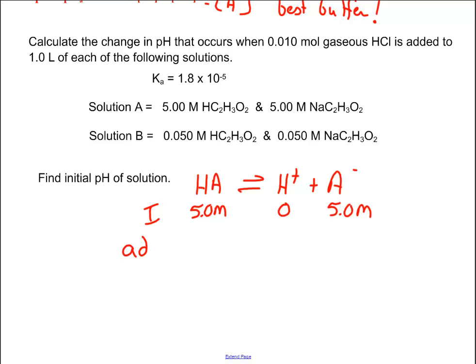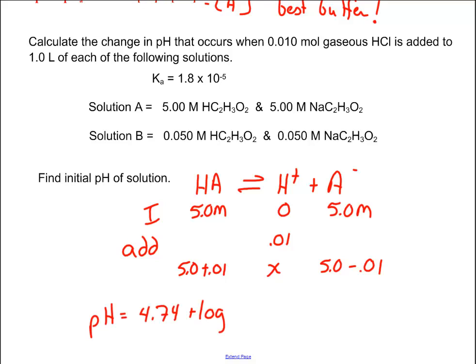If I add 0.01, that's going to combine with my anion. So I'm going to have 5 minus 0.01 for my anion. That's going to change my hydrogen ion a bit, because I'll still get some hydrogen ions from HA dissociating. My HA is going to gain 0.01. So now, if I find my new pH, it's going to look like this.